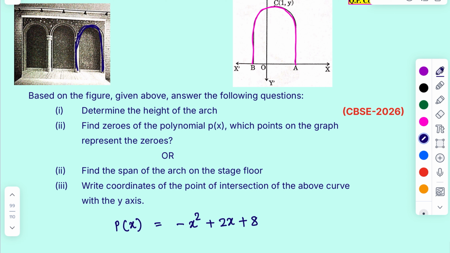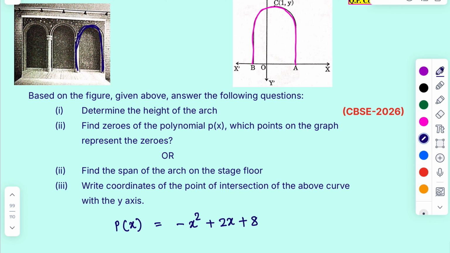So the height of this arc is equal to y, and it happens when x is equal to 1, because you can see the coordinates are 1 and y. That means when x is equal to 1, the y coordinate is y, so height will be equal to y. So you put the value of y there.